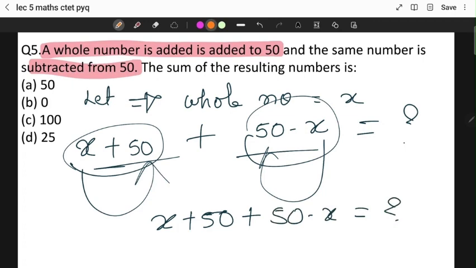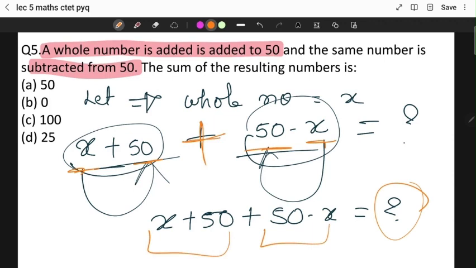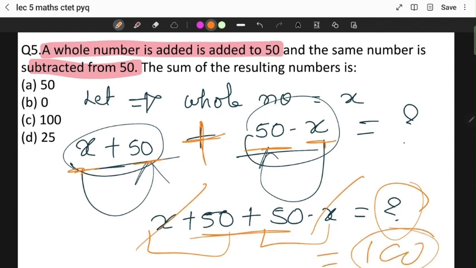This is the question. Okay, got it? That is, when a whole number is added to 50 and the whole number is subtracted from 50, what should be the answer of the summation of the both? So x plus 50 plus 50 minus x, here plus x and minus x will get cancelled. So 50 plus 50 will give me 100. So 100 is the answer of the given question. I hope you have got the answer.